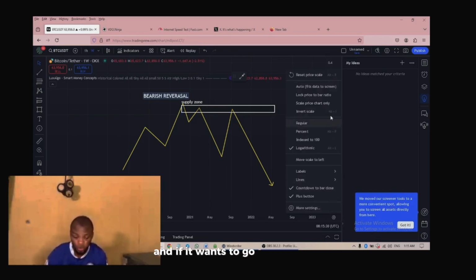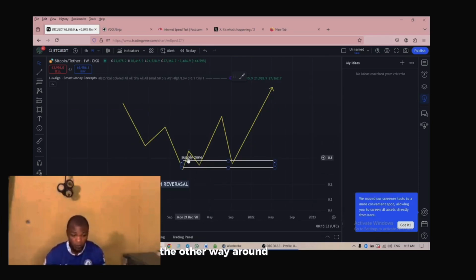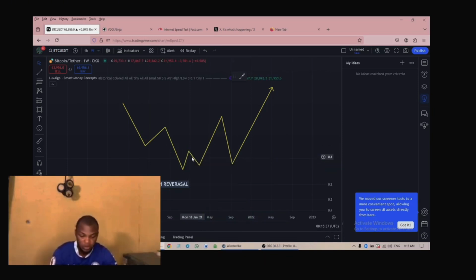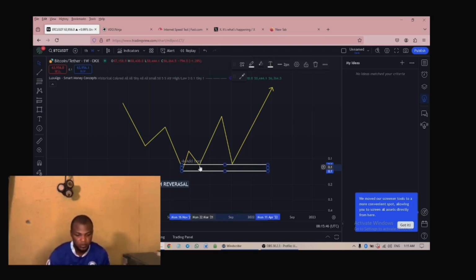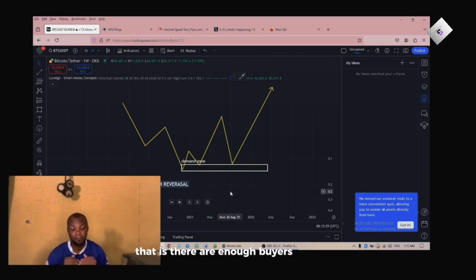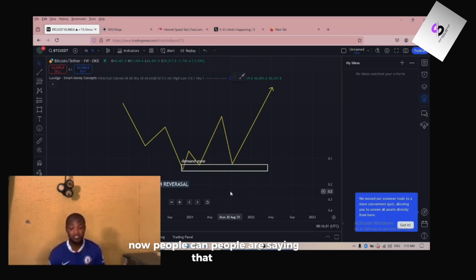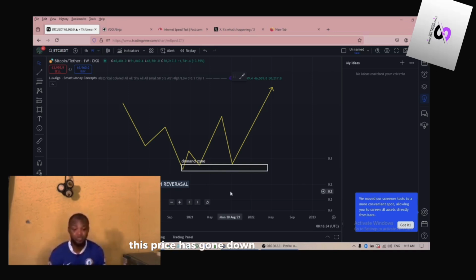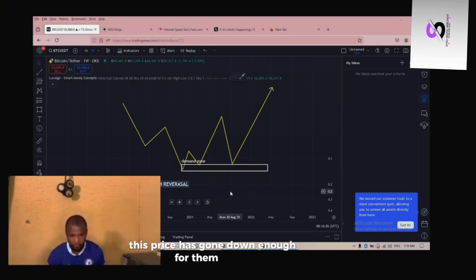And if it goes the other way round, you discover that this will be your demand zone. That is, there are enough buyers. Now people are saying that okay, this price has gone down enough for them to buy.